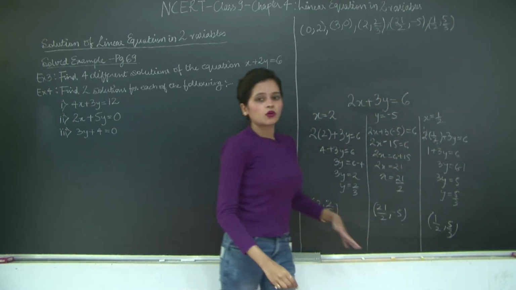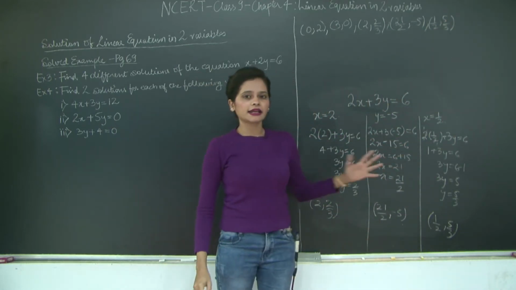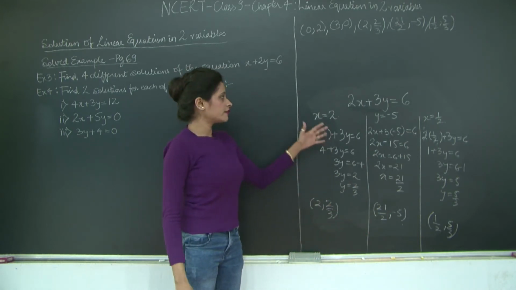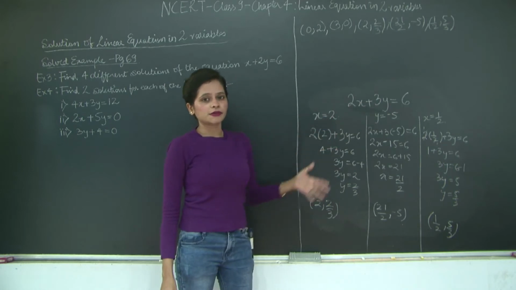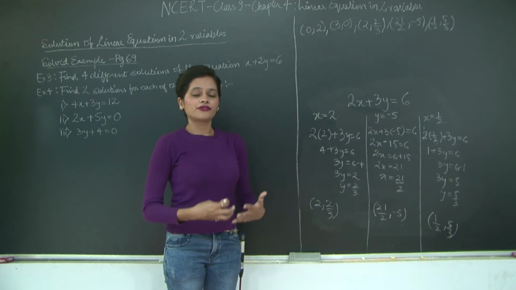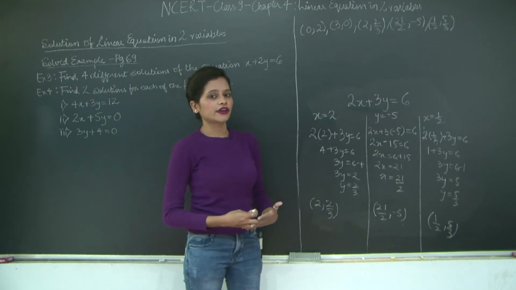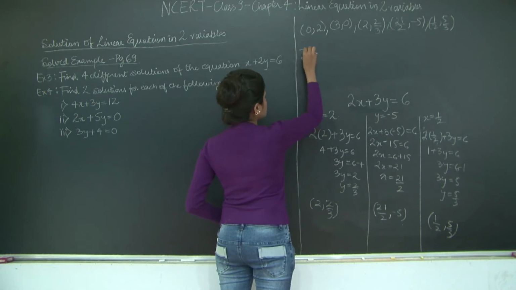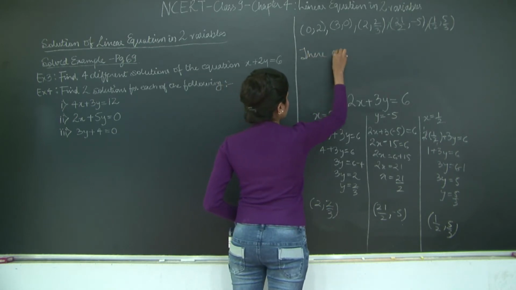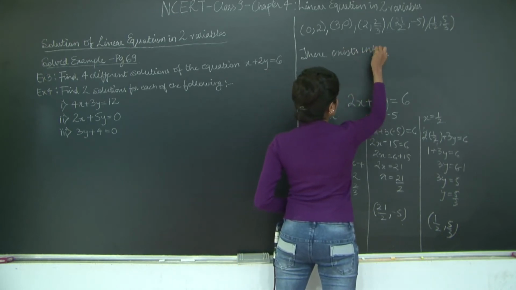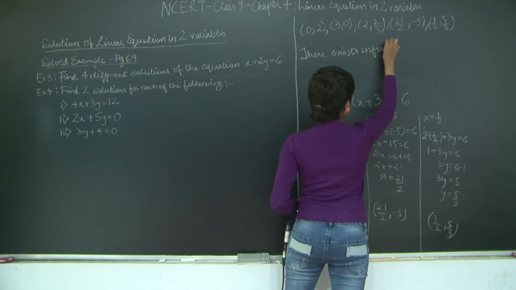So you can just keep going on by assuming any random value for one variable, and you will find the value of the other variable when a linear equation has been given. So from this we conclude that there exist infinite solutions to linear equations in two variables. Okay, so I'll write this down. There exist infinite solutions. The word infinite is very important here.